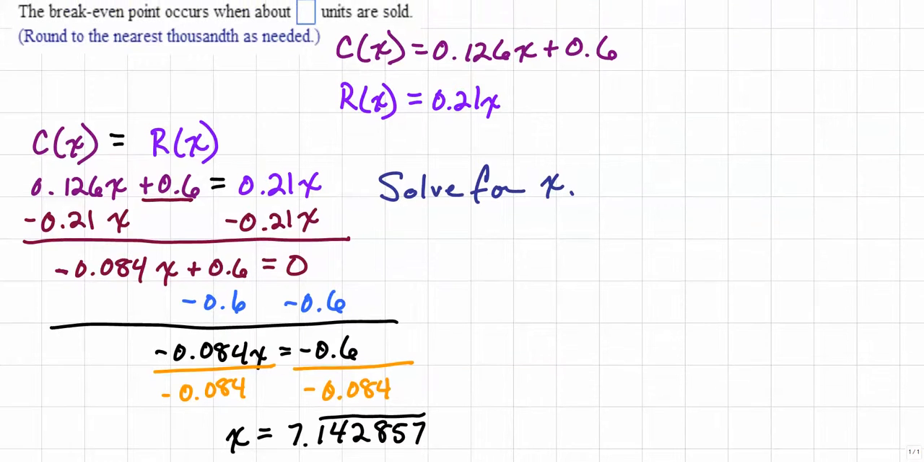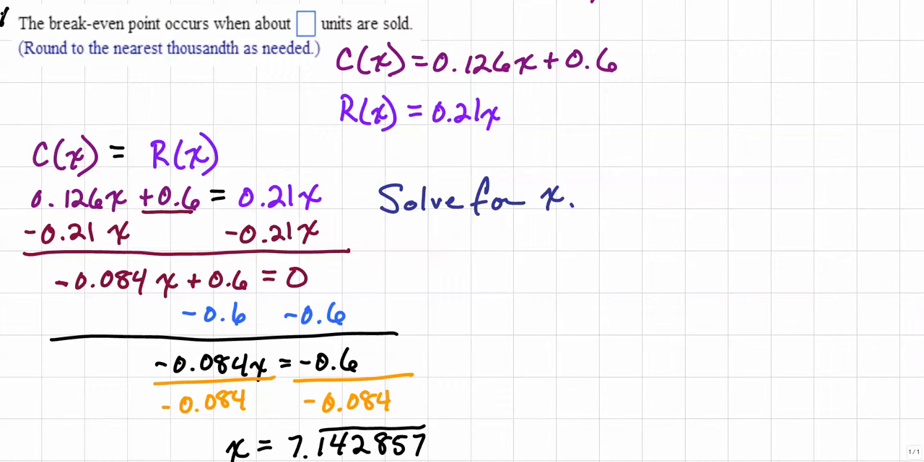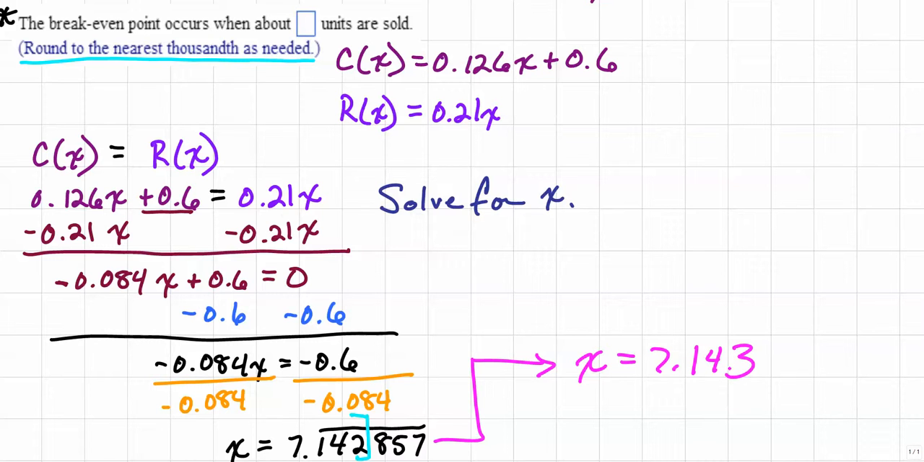Now, what is our actual answer going to be? If we look back up at the original statement, the break-even point occurs when about blank units are sold. What I'm concerned with is the statement, round to the nearest thousandth as needed, which means we will be rounding at the 2 in this particular number. When we round, we find that x will be equal to 7.143, and that would be our answer that we would input into the answer field.